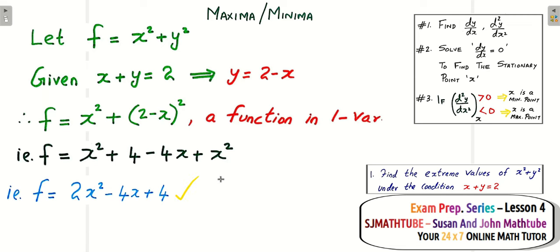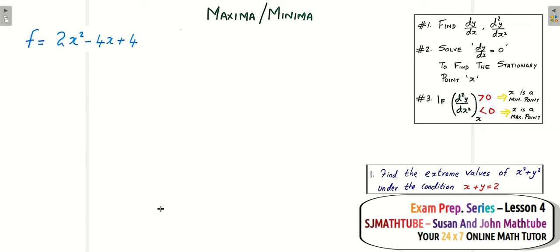Now look at this. Let's go for the procedure. So we have a function. Now the process is very simple. Find the first derivative and the second derivative. And I'm sure you're very good in differentiation, so you'll have no trouble finding the first derivative and the second derivative. Now let's move to step number 2.